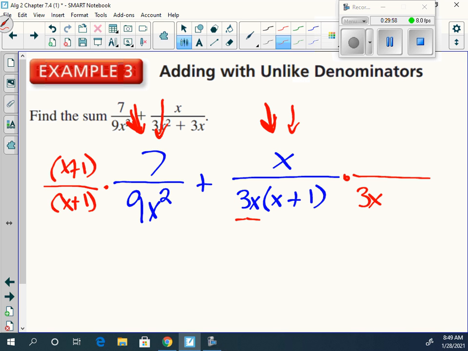Because what is x plus 1 divided by x plus 1? 1. So what are we really multiplying by? A fancy 1, yes? So it's not changing anything. Over here we have to do the same thing. So really, the reason we found that least common multiple was to get our heads around making the denominators the same.